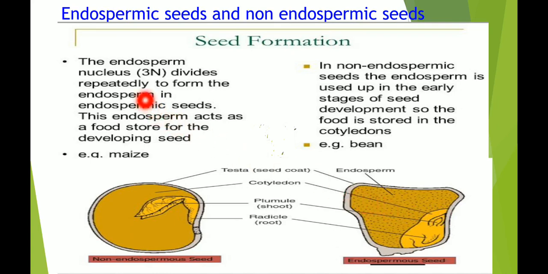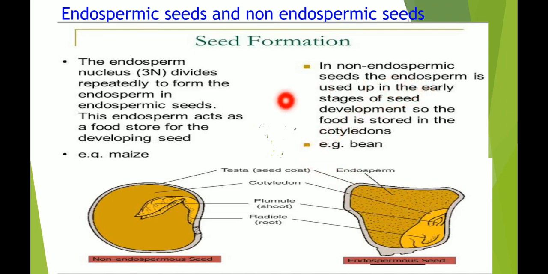This is the endospermic seeds definition, and here an example of endospermic seeds is given. Okay, and other examples of endospermic seeds can be rice, maize, or wheat. Okay, these are the examples of endospermic seeds.